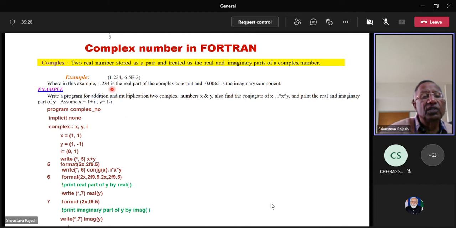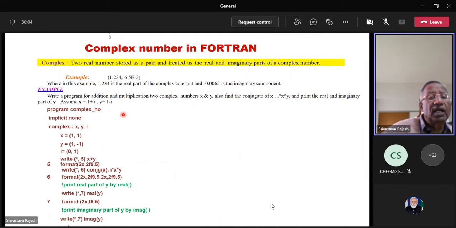So you will write x is equal to 1.234 point minus 6 comma 5e minus 3. So 5e minus 3, e to the power minus 3 is the imaginary part and real part, where 1.234 is the real part of the complex number. Sorry, it is minus 6.5e. So minus this point is imaginary here.